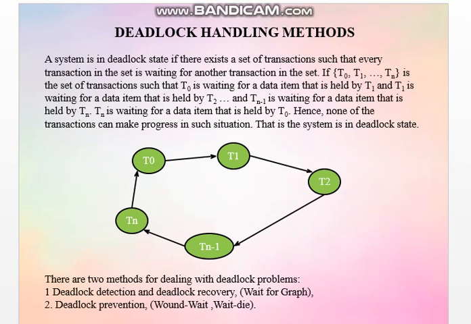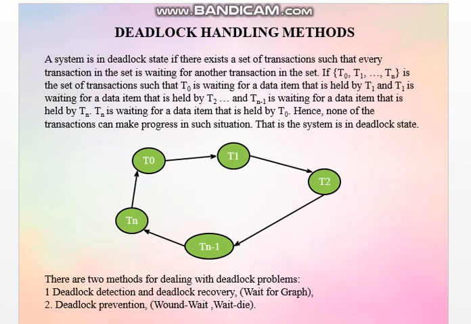Deadlock is a situation. What is deadlock? Let's understand this. Deadlock is a situation where we have multiple transactions executing simultaneously, and one transaction in the schedule is waiting for another transaction, which is waiting for another transaction, and that waiting becomes infinite. That situation is nothing but a deadlock state.